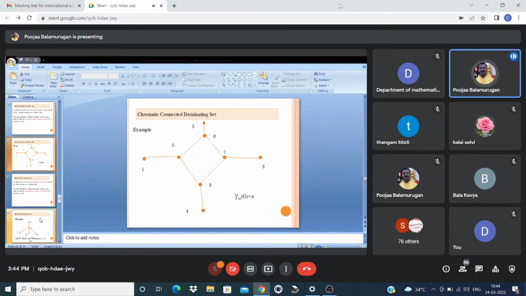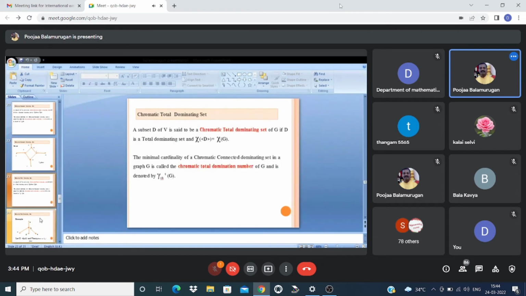Okay. So now, chromatic total dominating set. A subset D of V is said to be a chromatic total dominating set of G if D is a total dominating set and chi of induced D equal to chi of G. So this is only a new parameter. And now my scholar Ms. Angaliswari and myself introduced this concept. Now I think 2 or 3 scholars are working in that area, right?